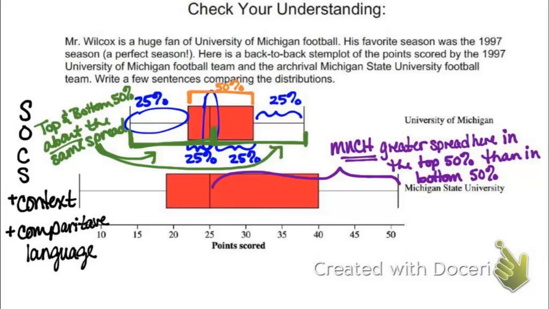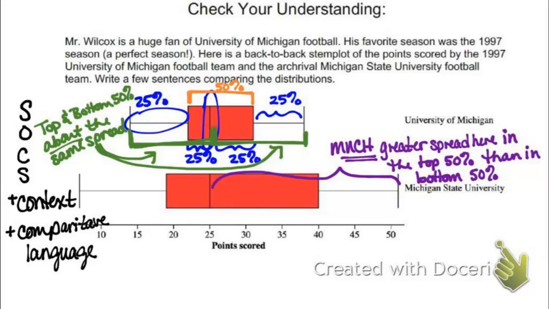So I looked at and analyzed these two graphs before I wrote my sentences. One of the things that I noticed about University of Michigan, top and bottom, so from Q1 down to the minimum, from Q3 up to the maximum, those appear to be about the same distance. So it's looking pretty symmetric to me. The lower 25% is about the same distance away as that upper 25%.